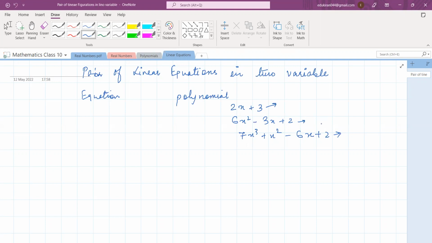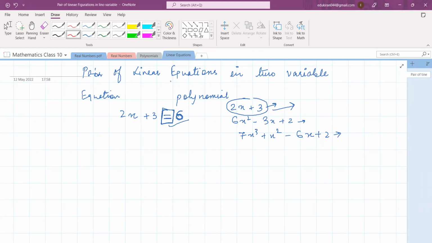Now, what is the difference between a polynomial and an equation? So how can I convert this polynomial into an equation? If I take 2x plus 3 and put an equal to sign here, whether it is equal to 0 or equal to 6 or whatever, whenever there is an equal to sign in between, it becomes an equation. So that's the basic difference: this is just an expression, this is a polynomial, and this is an equation. Understood? Yes, ma'am. Okay.